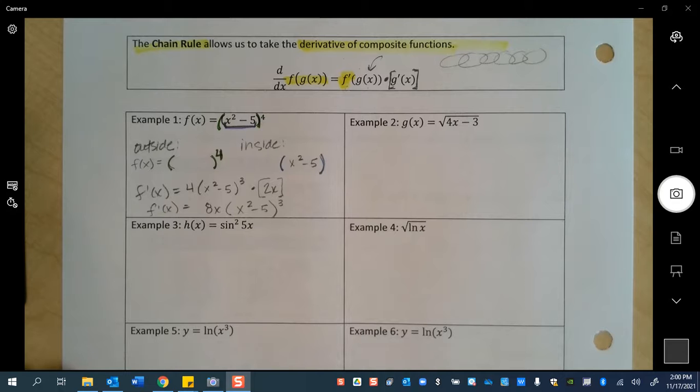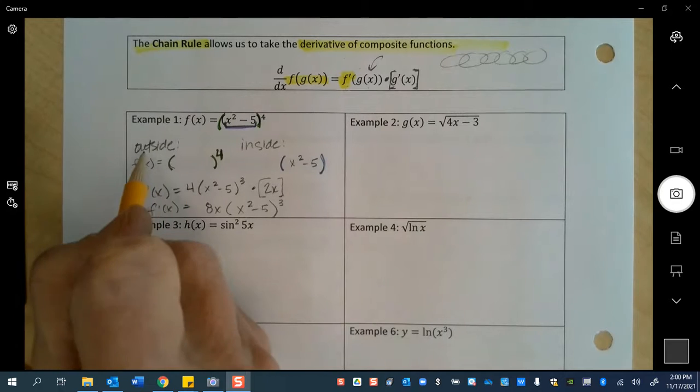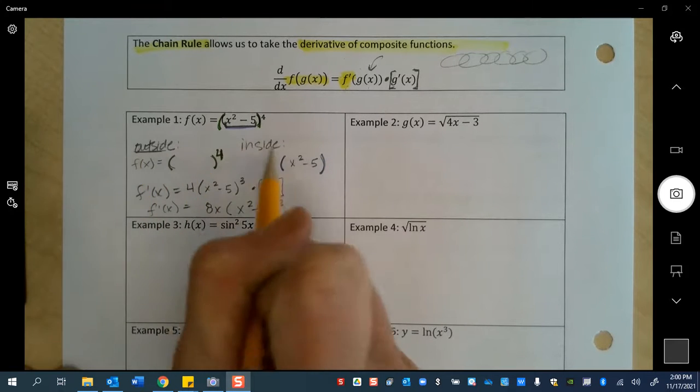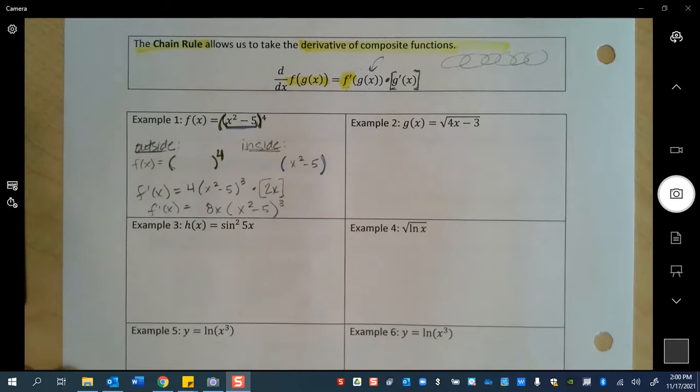For example 2, I would like your group to just talk about what is the outside and what is the inside function. On your mark, set, go.